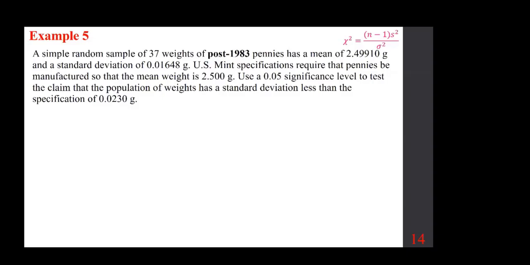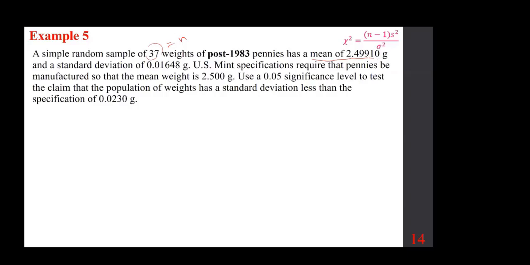The first thing is to read and reread until we understand what's given. So the very first number, 37. What is that? Can anybody tell us what's 37? N. Beautiful. Then the next number is 2.49910 grams. What is that? It pertains to those 37. What is it?